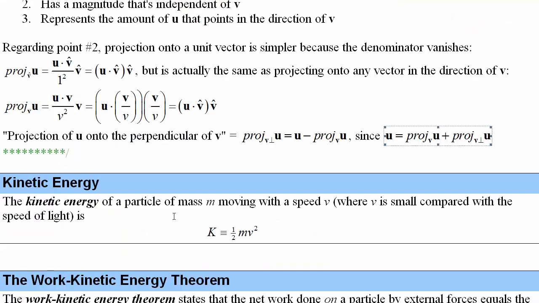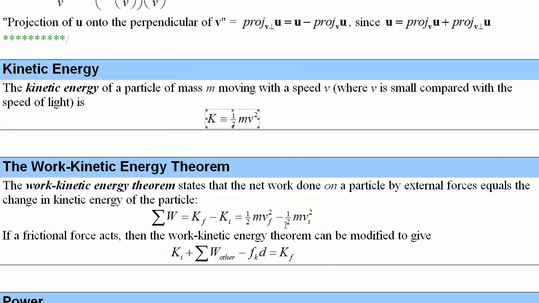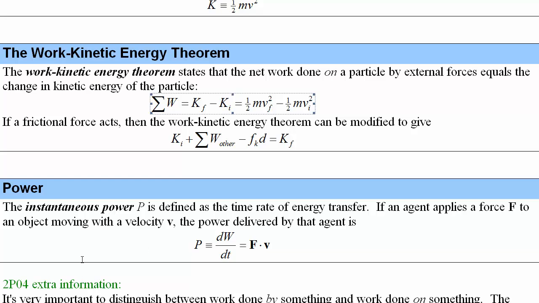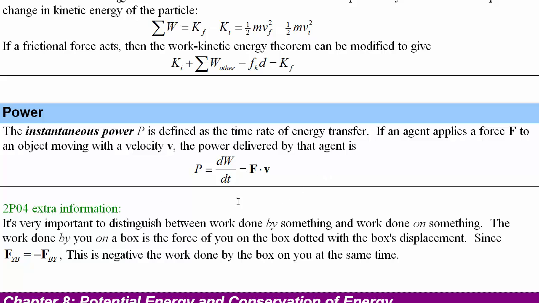Kinetic energy of a particle of mass m is half mv squared if it's moving at speed v. The work-kinetic energy theorem says that the total work done on a particle is its change in kinetic energy. This would be the work done by all forces. Power is the rate of work, so it's the derivative of work with respect to time, or the force dotted with the velocity, at least in an instantaneous sense.